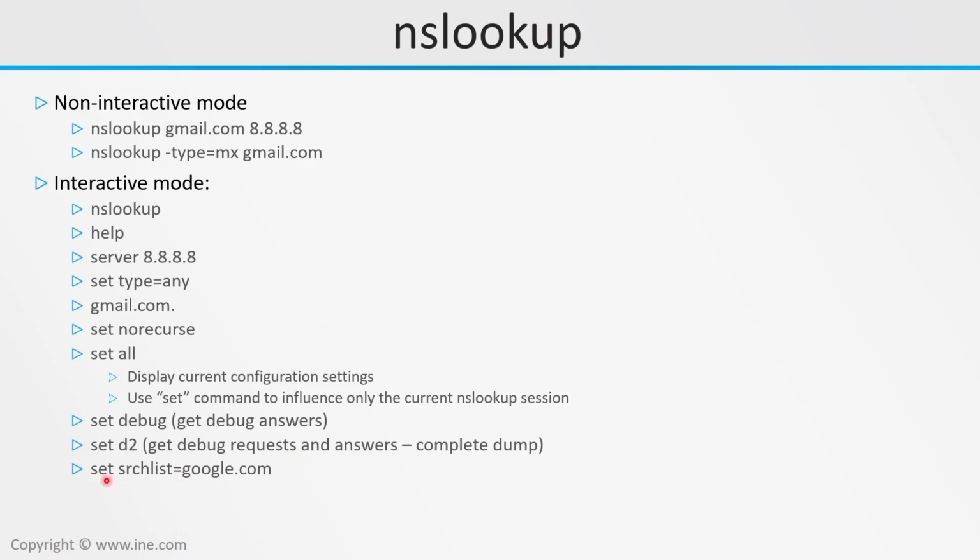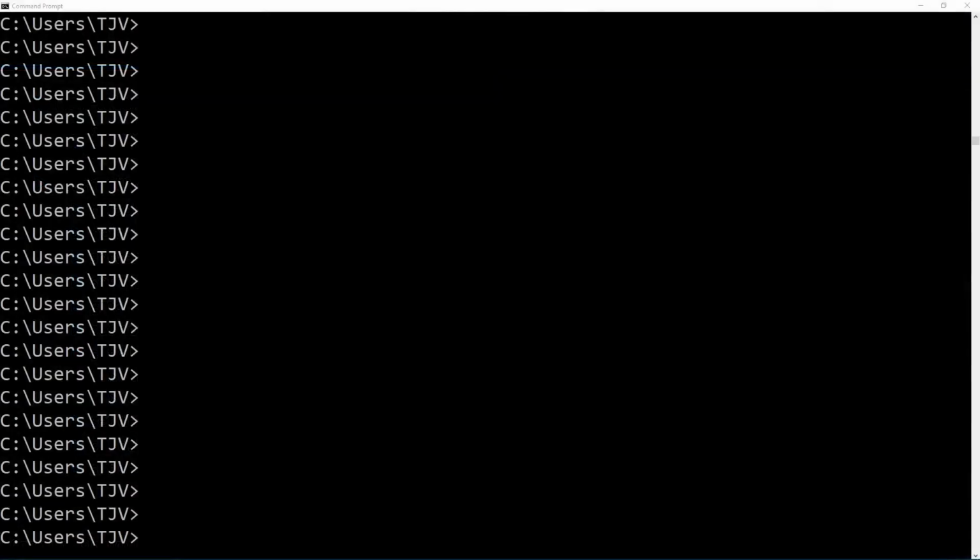Okay, and last is the set search list. By default, if you do a set all, you'll see that the domain of the local system is appended. You could specify a search list to identify a different local suffix or domain. Okay, let's play around with NSLOOKUP at the command line and look at a few examples.